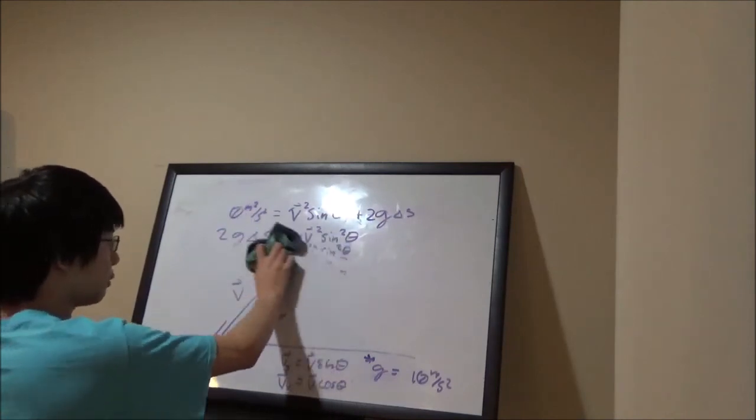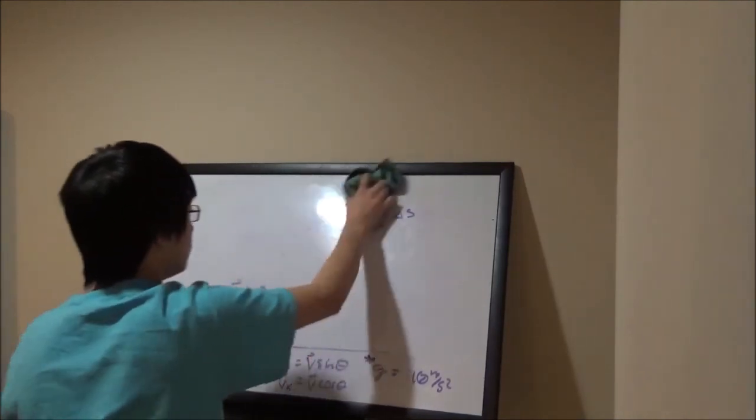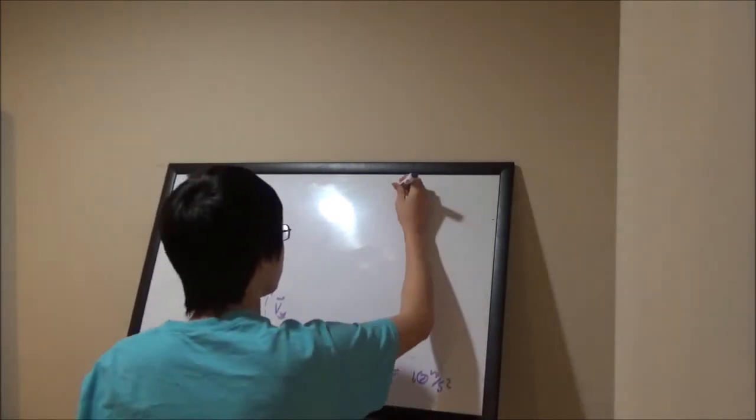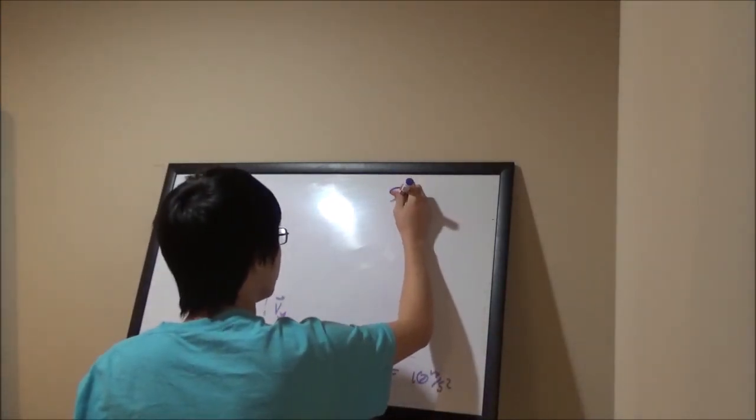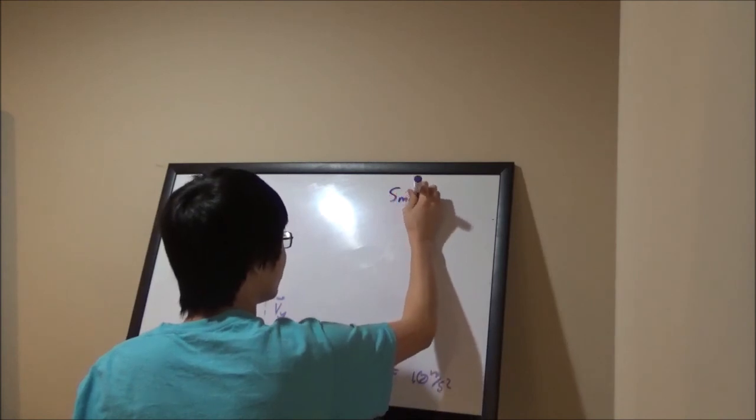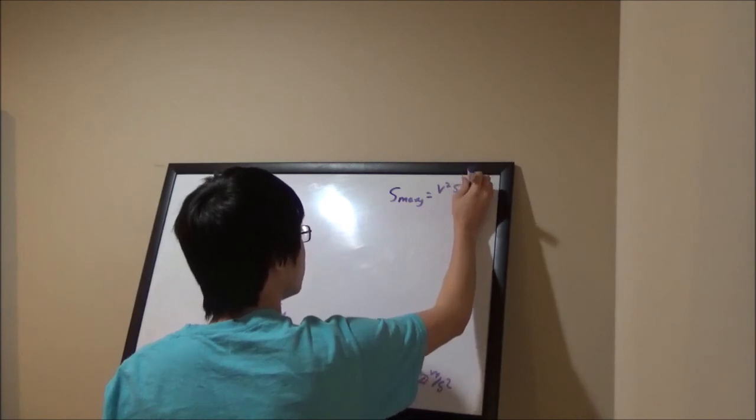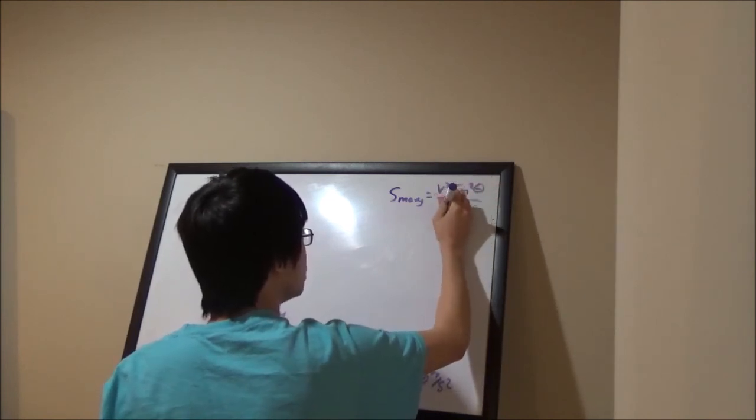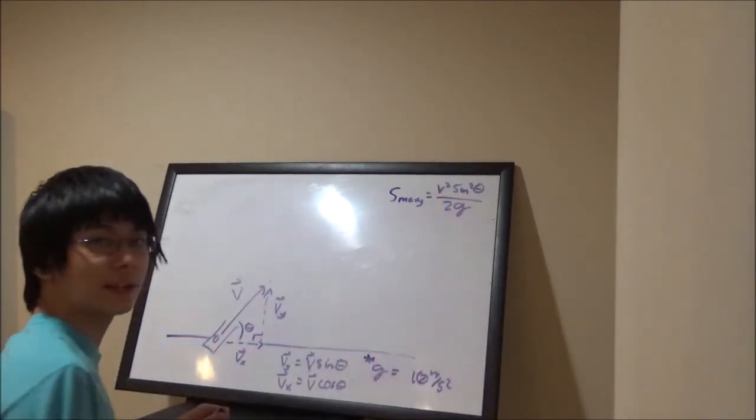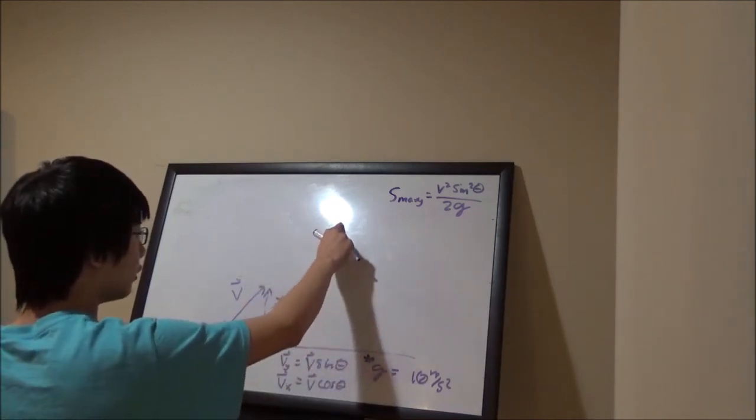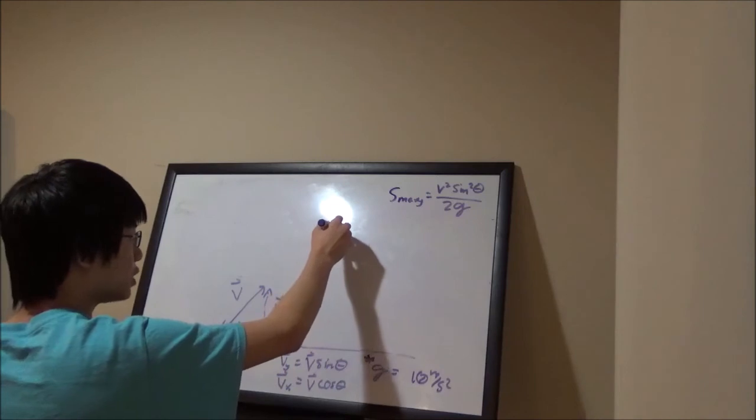Alright, so I'm going to write in the top right corner the first equation that we just learned. The first equation is s, the maximum height that it can reach in the y direction, is equal to v squared sine squared theta divided by 2g. And here's our disclaimer. Alright, so the next thing we want to find is how far did it travel before we reached the highest point in y.